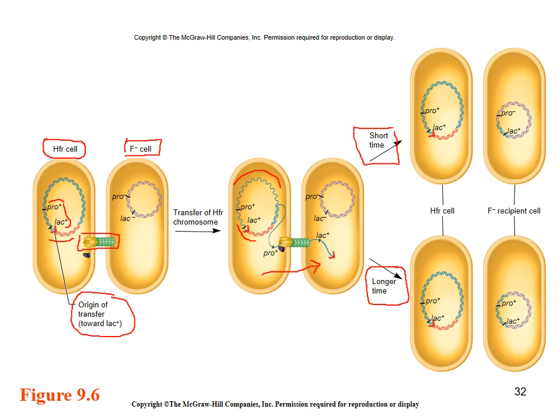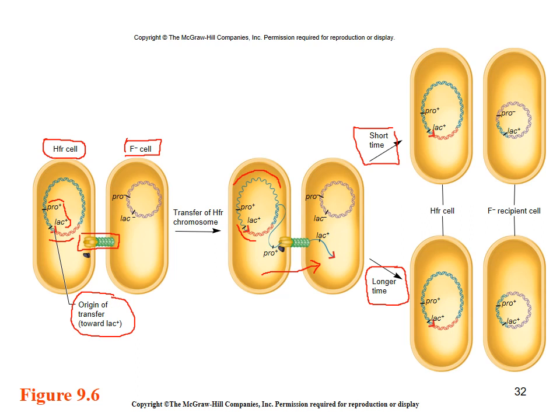If we have a short time for conjugation, that means that the transfer is going to be interrupted. And chances are that the genes that were very early on in the origin of transfer, the ones that are really close by, are going to be able to be transferred. But the genes that were more downstream, further down the road, are going to get interrupted and won't have a chance to be brought over.